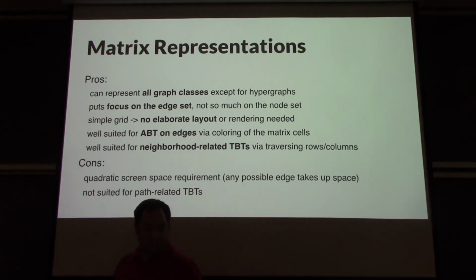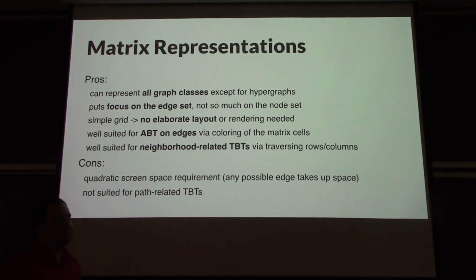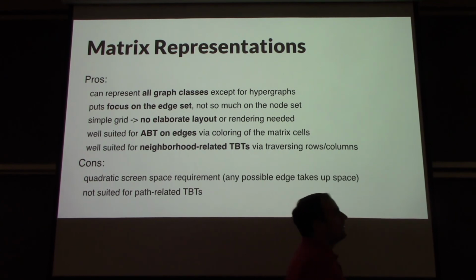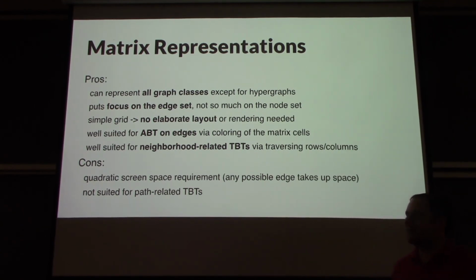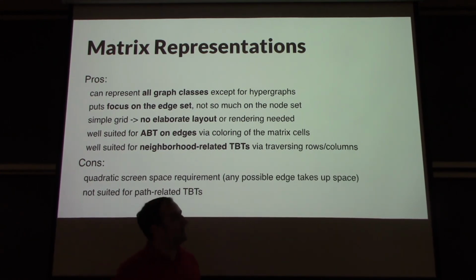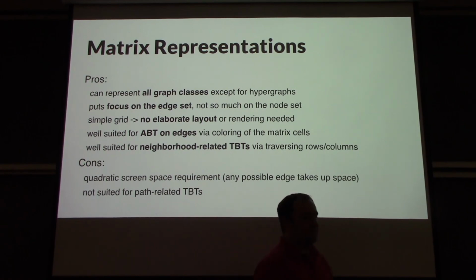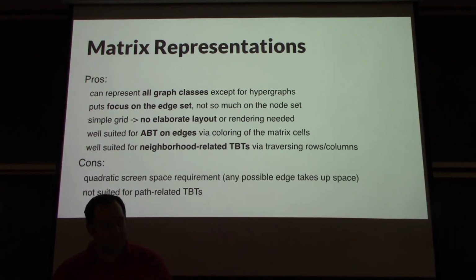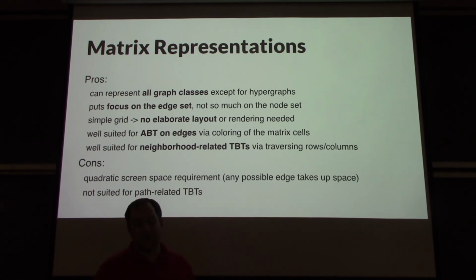So the pros of matrix representations are that they can represent all graph classes except for hypergraphs. But they put the focus on the edge set. So it's easy to show edge weights in a matrix because I can simply, for example, color code the weight. One other benefit is they're super simple to do. We don't have a complicated force-directed layout that has a not ideal runtime complexity. It's simply a matrix layout. They're well suited for attribute-based tasks on edges via coloring of matrix cells, and they're well suited for neighborhood-related topology-based tasks via simply traversing rows or columns.